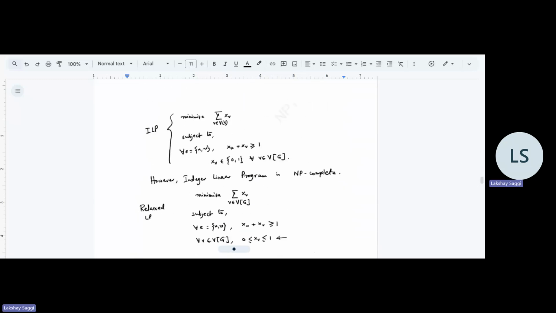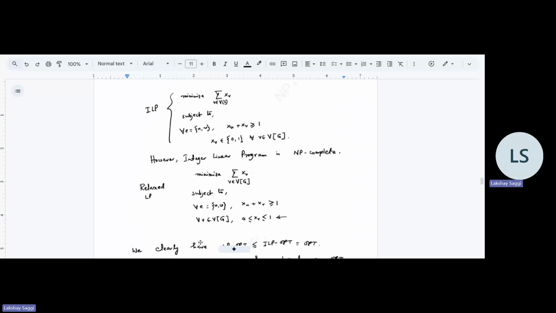So then maybe it suggests some kind of an approach. Okay, like integer linear programming is NP complete. But what if instead of looking at this integer linear program, I just look at the corresponding non-integer or the continuous linear program, which is also called a relaxed LP usually.